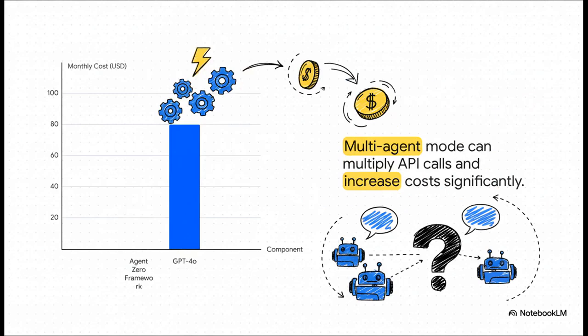And now, we enter the danger zone. This is where costs can get out of hand fast. See, when you hook this up to a premium model like GPT-4o and you start using its multi-agent mode, you're not just making one request anymore. You might have a researcher agent and a writer agent talking back and forth. Every single message between them costs money. It multiplies your usage like crazy, and a single complex task can blow through your budget before you even know what happened.